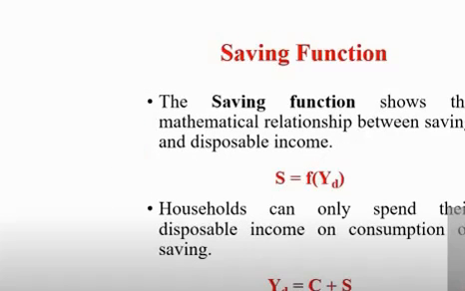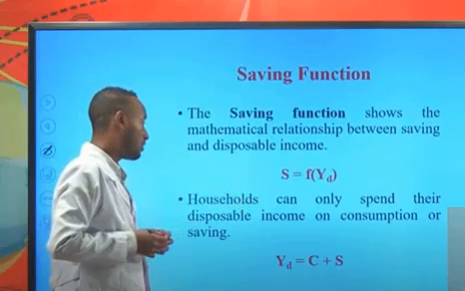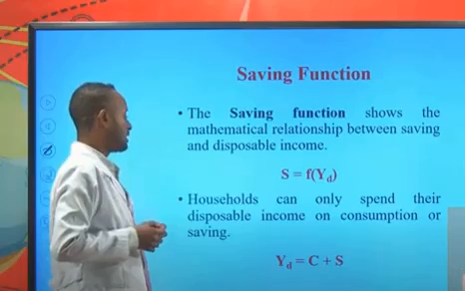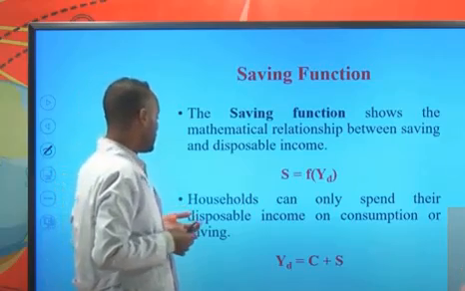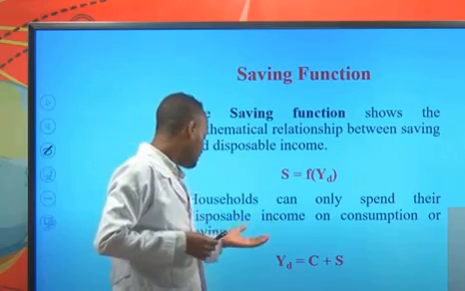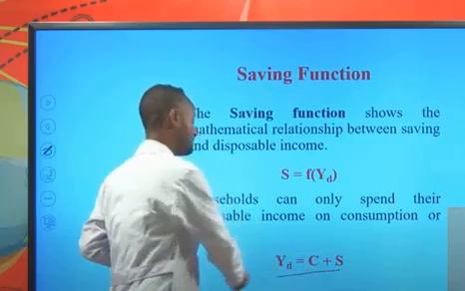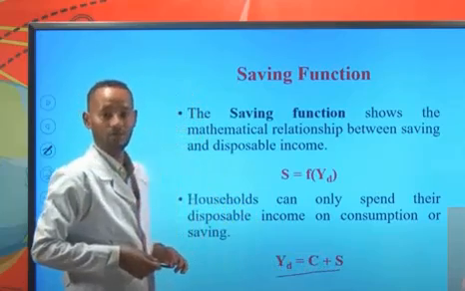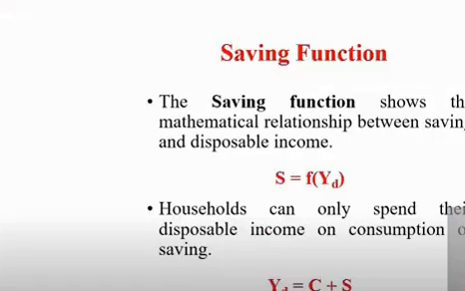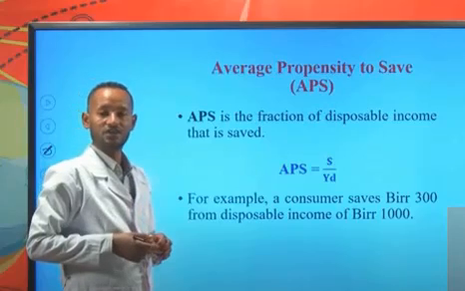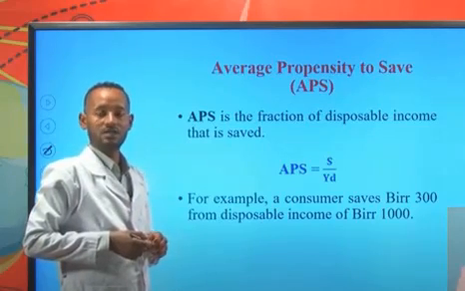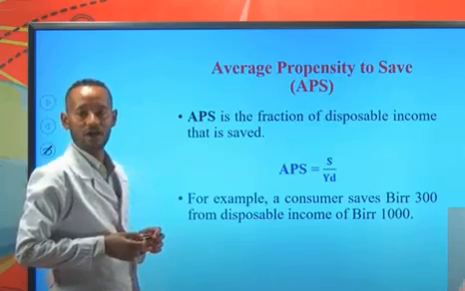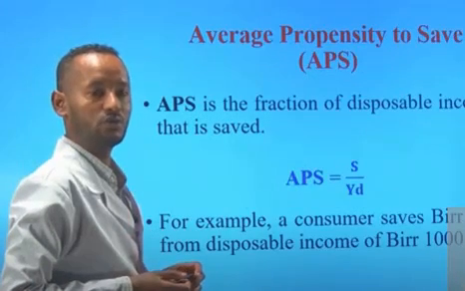Now let's see the saving function. The saving function shows the mathematical relationship between saving and disposable income. Saving is a function of disposable income, and householders can only spend their disposable income on consumption or saving. That means disposable income is the sum of consumption spending and saving. Under the saving function, we will see the average propensity to save and the marginal propensity to save.